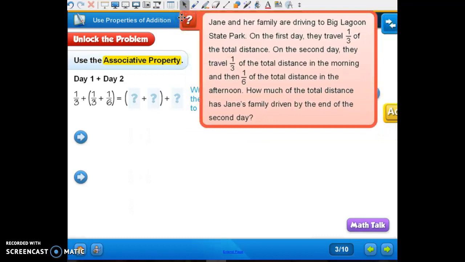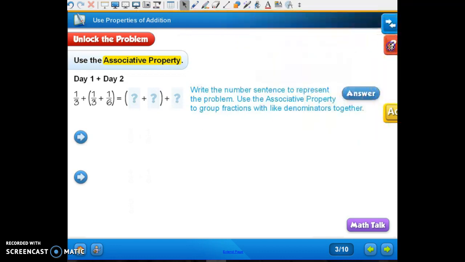Here is our problem for today. Jane and her family are driving to Big Lagoon State Park. On the first day, they travel 1/3 of the total distance. On the second day, they travel 1/3 of the total distance in the morning, and then 1/6 of the total distance in the afternoon. How much of the total distance has Jane's family driven by the end of the second day? So one day they do 1/3, the next day they do 1/3 and 1/6, and they want to know how much of the total distance.